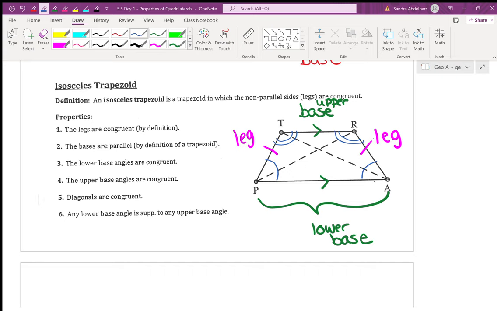Okay, the diagonals are congruent. What does that mean? The diagonals are congruent means the whole segment TA is congruent to the whole segment RP. Did it say anything about the diagonals bisecting each other? No. So are all 4 parts equal? No. Just the big TA is congruent to the big RP. That's it.